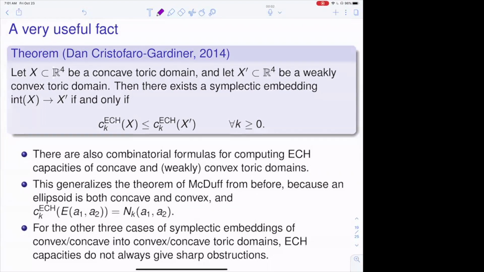I remark that this generalizes the theorem of McDuff that I mentioned. Her theorem says that an ellipsoid embeds into an ellipsoid if and only if these numbers N_k of one ellipsoid are less than or equal to the numbers for the other. These numbers N_k are actually just the ECH capacities. And an ellipsoid is both a concave domain and a convex domain. So if you take X and X prime to be ellipsoids, then this theorem recovers McDuff's theorem. You could also look at embedding a convex toric domain into a concave toric domain, or a convex into convex, or concave into concave. In those cases, the ECH capacities do not always give a sharp symplectic embedding obstruction. But in this case, they do.